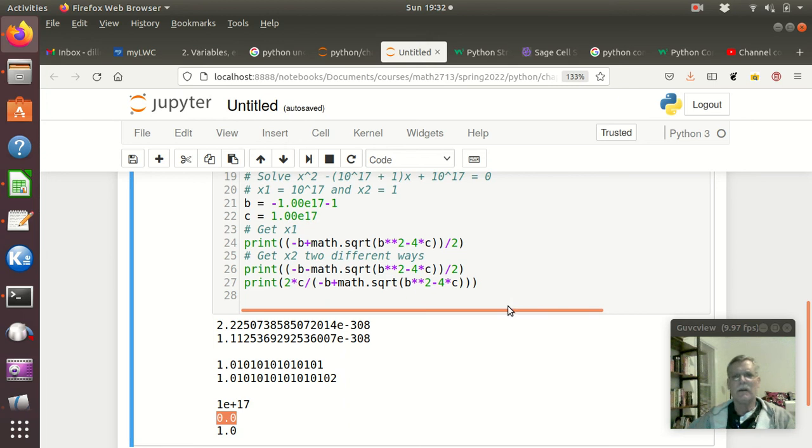Okay, well there, I think that does it for that supplement, the Python supplement to the floating point.